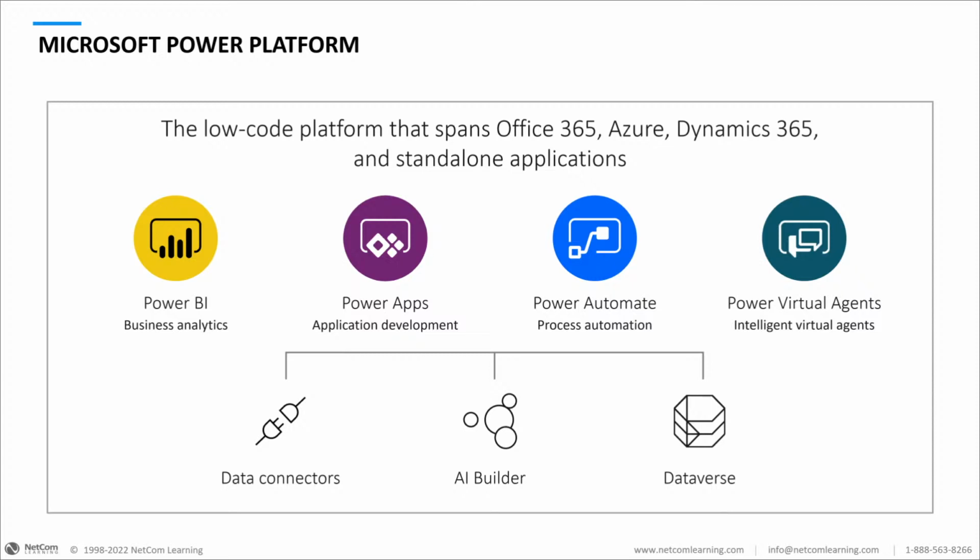So Microsoft Flow was what it was called when it first came out 2-3 years ago. It's now called Power Automate. And then the last one is Power Virtual Agents, which is like an intelligent virtual bot program solution. The 4 of those applications are built on the data connectors that we have in the environment.